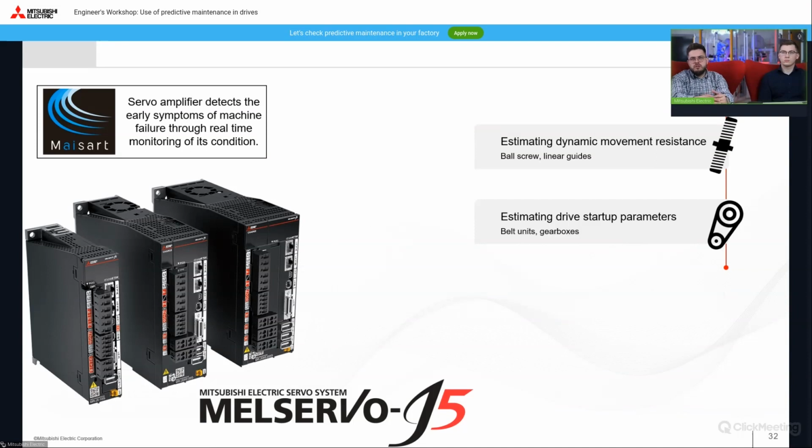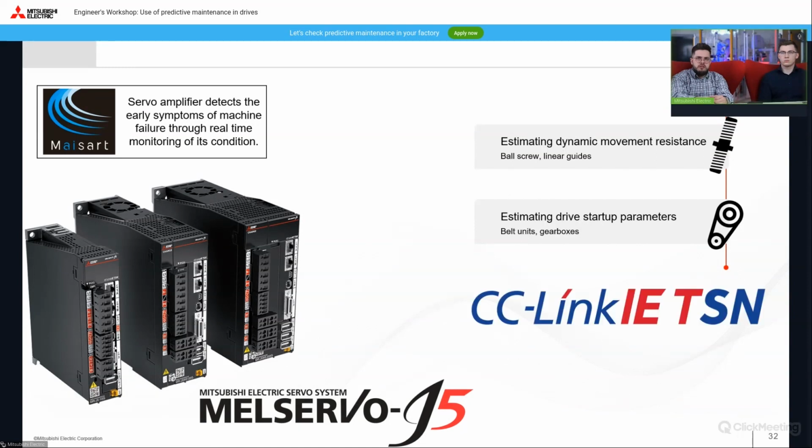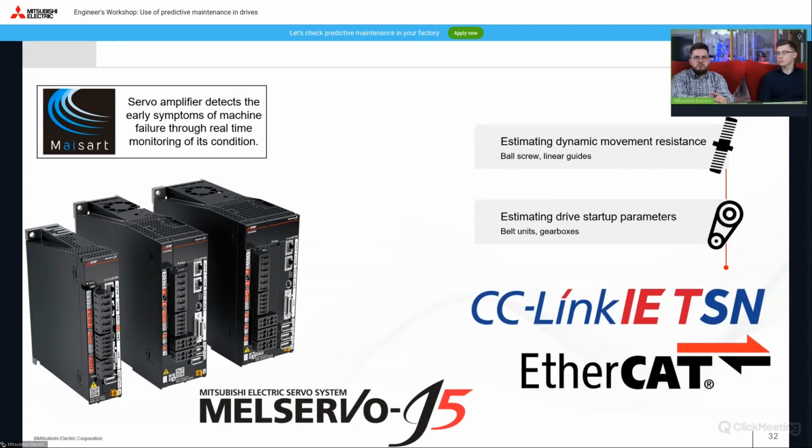These two types of algorithms can work with both Mitsubishi and third-party communication types, field buses, currently with CC-Link IE TSN or with EtherCAT, for example. Yes, CC-Link IE TSN is our own network. And there are no differences in operation here. What's more, the entire operation of these algorithms is on the amplifier side, so there is no need to use any additional software. We only have to exchange the data with the amplifier and of course turn on the algorithm.